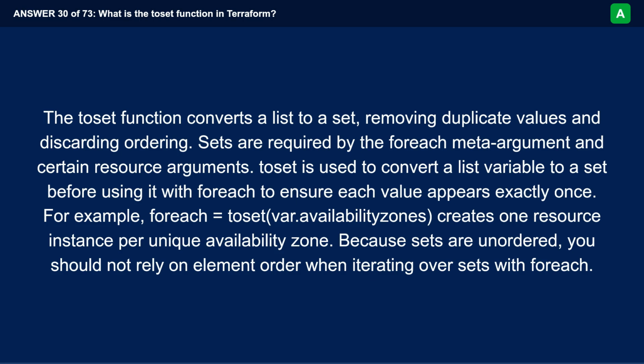toset is used to convert a list variable to a set before using it with for_each to ensure each value appears exactly once. For example, for_each = toset(var.availability_zones) creates one resource instance per unique availability zone. Because sets are unordered, you should not rely on element order when iterating over sets with for_each.